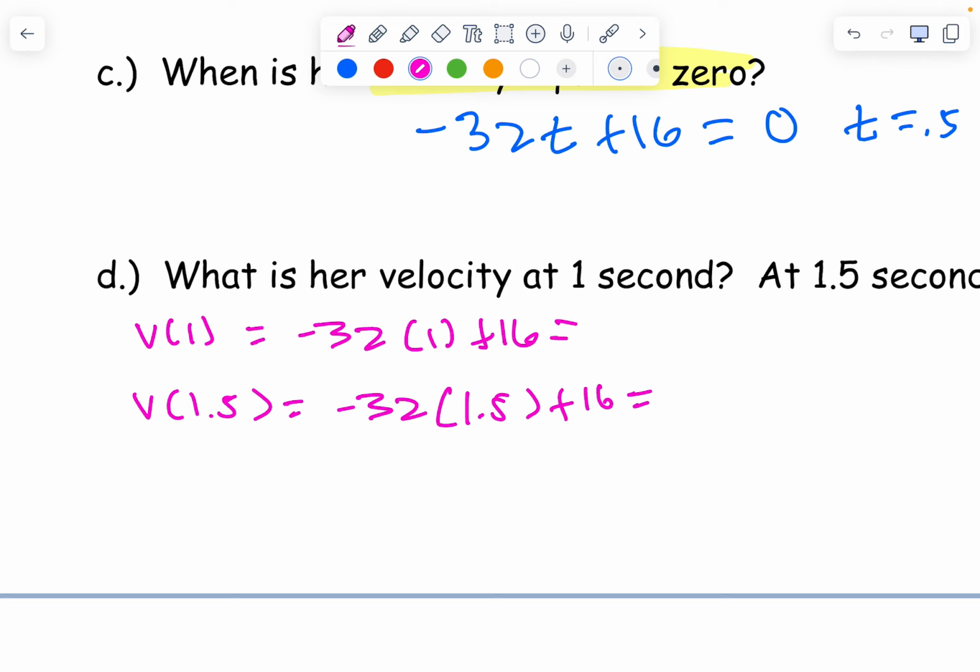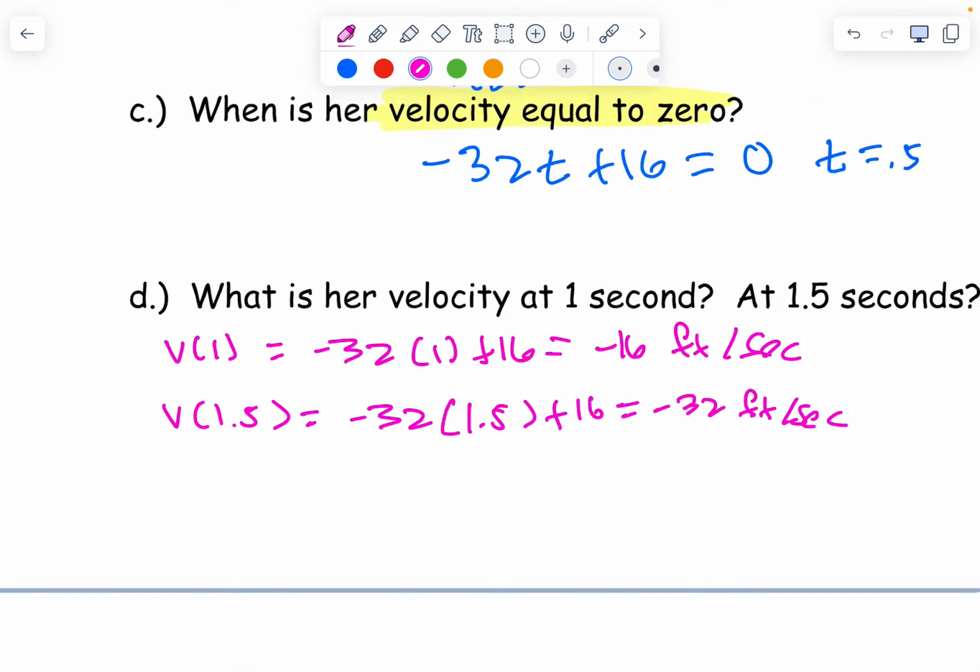V of 1 should be straightforward. Someone give me the value. Good, negative 16. The units do matter, feet per second. And maybe the 1.5, you want to rely on decimals for that one? It's also clean. Negative how many for the second piece? Negative 32 feet per second.